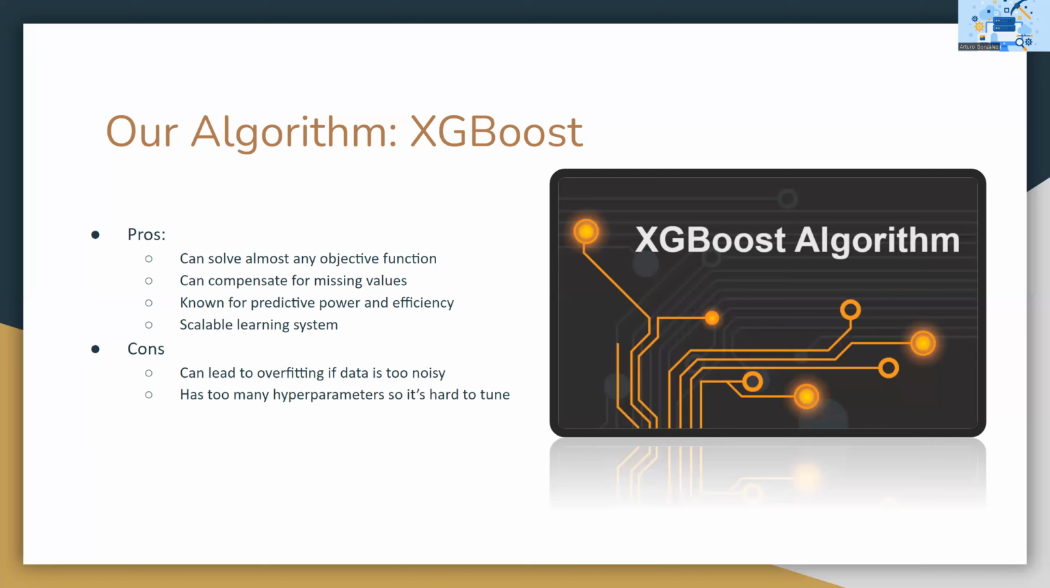It could lead to overfitting. That's something that you always kind of run into. It could lead to overfitting if the data is too noisy. That's why you have to clean your data. And it has a lot of hyperparameters that can be a little hard to tune at times. But once again, we're dealing with a lot of imbalanced data here, so you need these hyperparameters to be tuned.